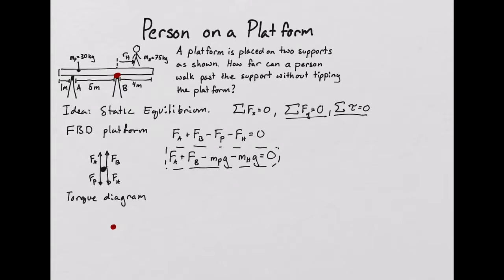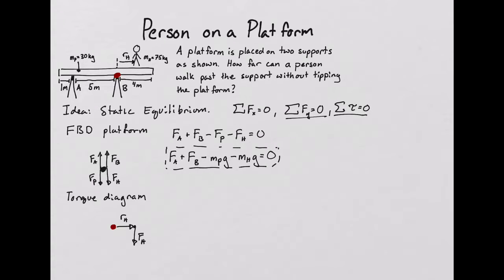I now need to draw each of the displacement vectors and forces for every force involved. Going from right to left, I have the displacement vector for the person and the force due to the weight of the person. Next, I would have the force due to support B, but since the displacement vector for that force is 0, I can ignore that force.